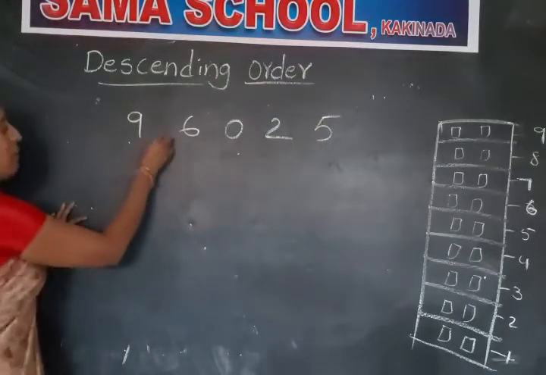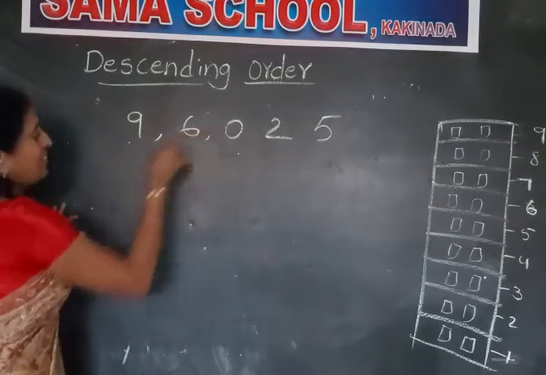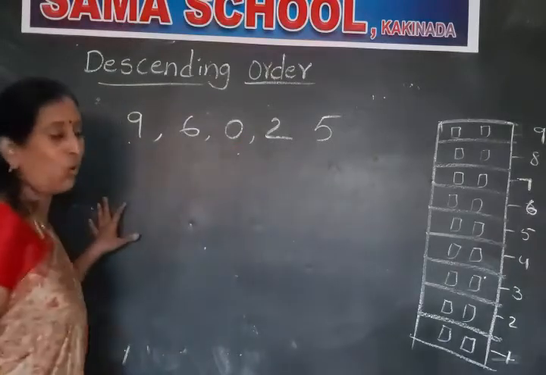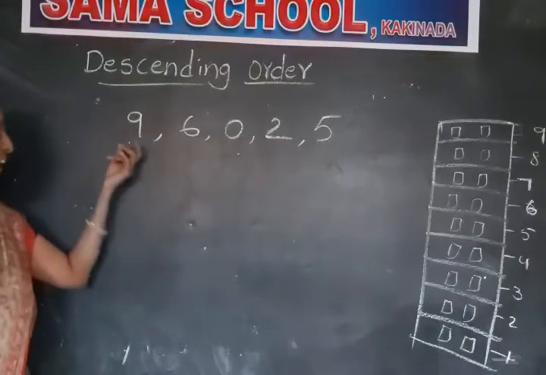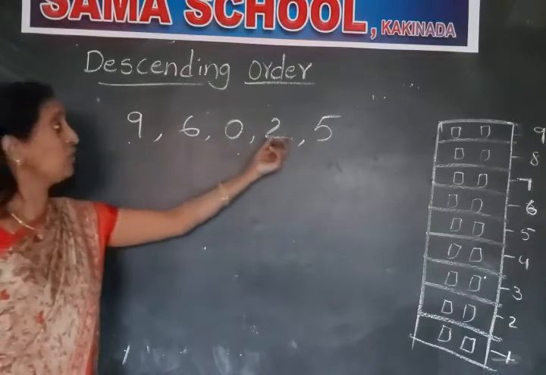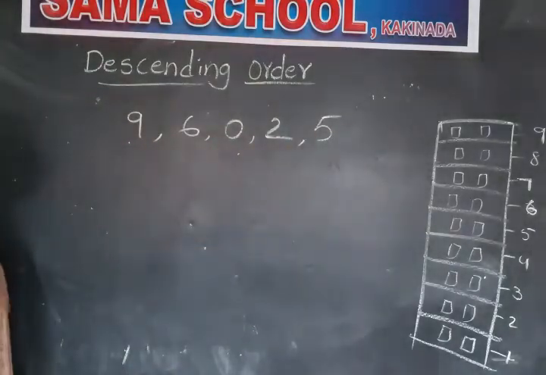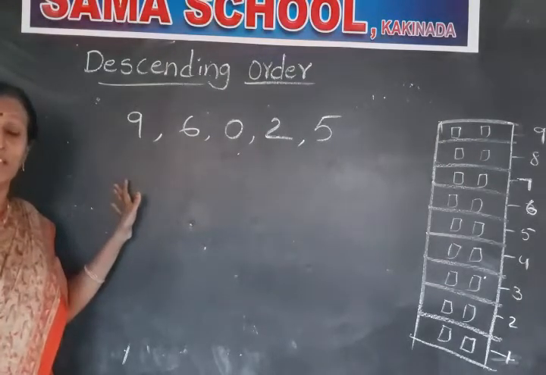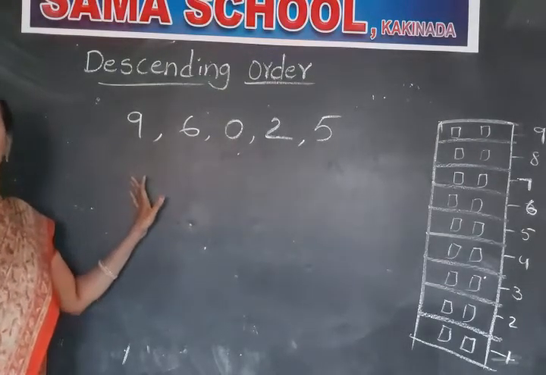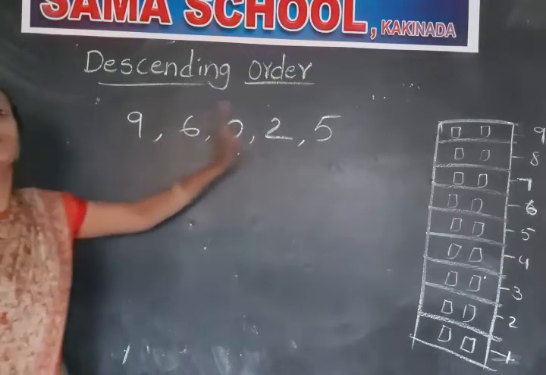Here, what are the numbers? 9, 6, 0, 2 and 5. Now we arrange these numbers in descending order. Descending order means biggest number to smallest number.